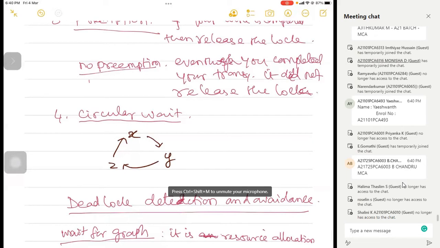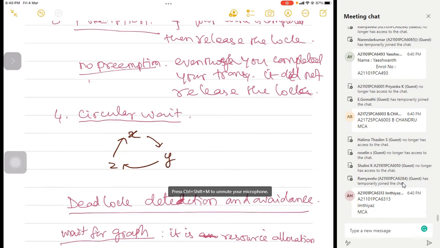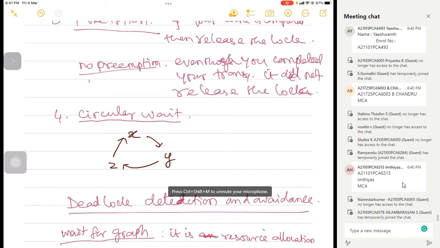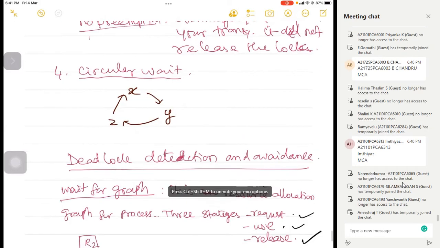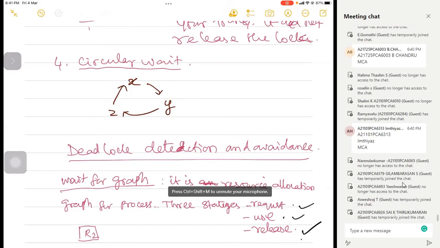Circular wait. Here there is a transitive property: X is waiting for Y and Y is waiting for Z, then again Z is waiting for X. So this is a cycle. That is called circular wait. At that time also a deadlock may occur. How can you detect and avoid it? The detection is by a wait for graph, where you draw processes as well as resources. You can avoid it by the Banker's algorithm. What is a wait for graph?